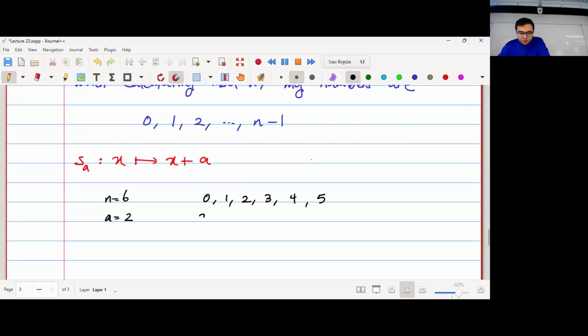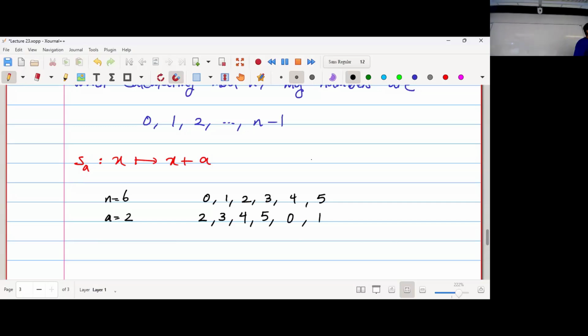So 0 is mapped to 2, 1 is mapped to 3, 2 is mapped to 4, 3 is mapped to 5, 4 is mapped to 0, because 4 should be mapped to 6, but 6 is the same as 0. I'm doing calculations modulo 6. And 5 is mapped to 1. So this is the function that I have, the function that maps the numbers in the top row to the numbers in the bottom. Okay.